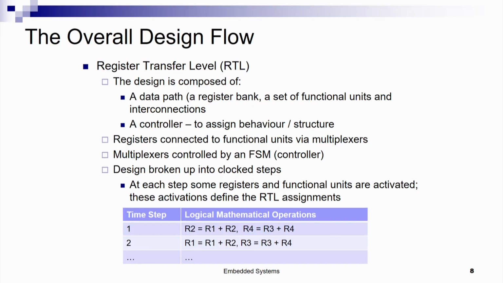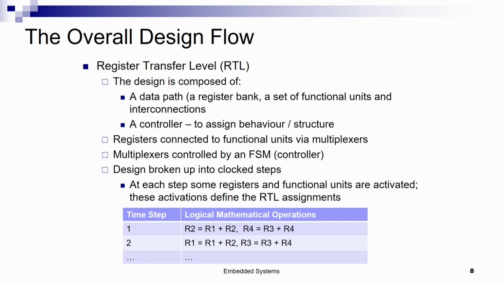So, in the design at the RTL level, the design is broken into clocked steps. At each step, some registers and functional units are activated, and these activations define the RTL assignments. For example, suppose we have RTL specifications like this. At time step 1, perform the following register transfers: R2 = R1 + R2.